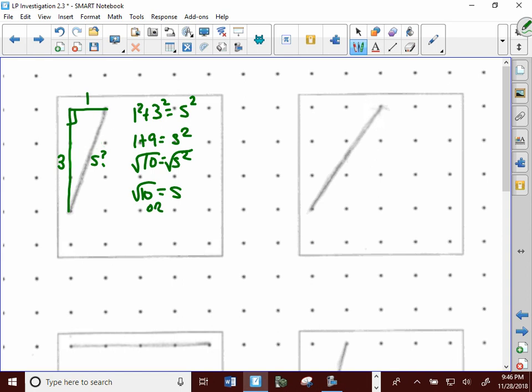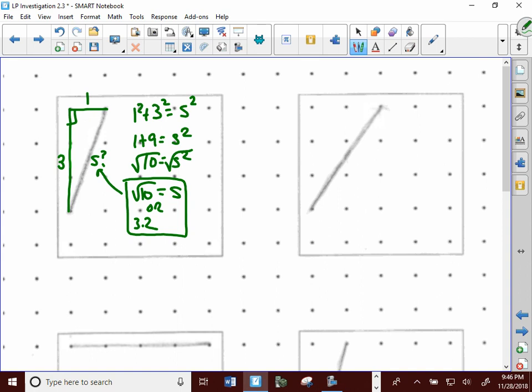Or, again, you can get an approximate answer. If I take the square root of 10, about 3.16, we can say 3.2 would be our approximate answer. And again, that is our missing side. That's the length of that side.